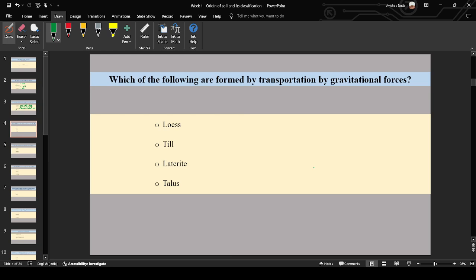Which of the following are formed by transportation by gravitational forces? As I've mentioned in the first question, transportational agents play an important role in depositing the soil from one place to another, and they decide the type of soil formed at a particular place. So here, the question is, among these soils, which are formed by transportation by gravitational forces, by gravity? The answer to this question is talus, because talus is a type of colluvial soil. Colluvial soil is formed by gravity.